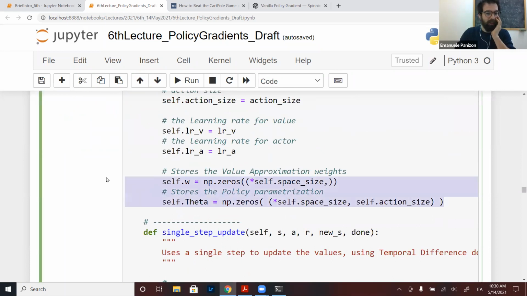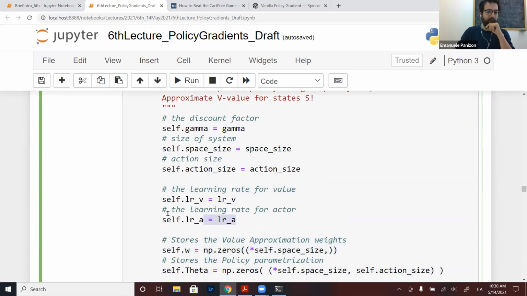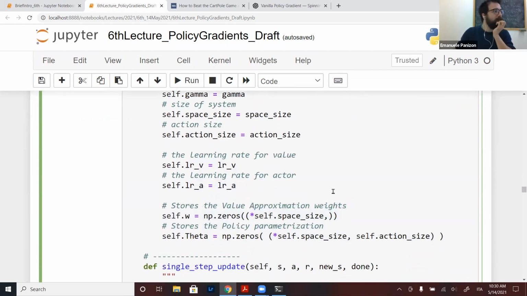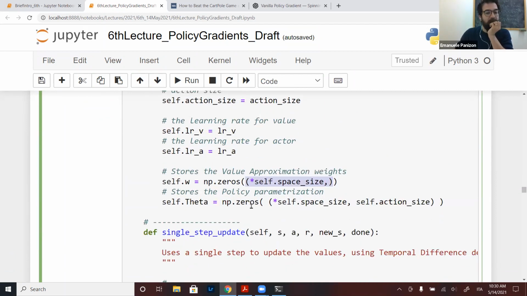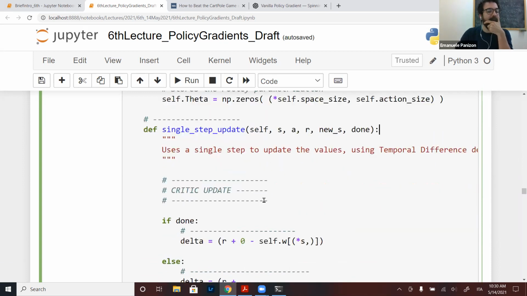Now it has both ingredients. So it needs a learning rate for the value, and a learning rate for the actor. It needs to store the approximation weights for the value, which are now just a vector of the same size as the state space. Then you have to store the parameterization for the policy, which we know has as many parameters as the state space multiplied by the actions. Then the single-step update is super simple.